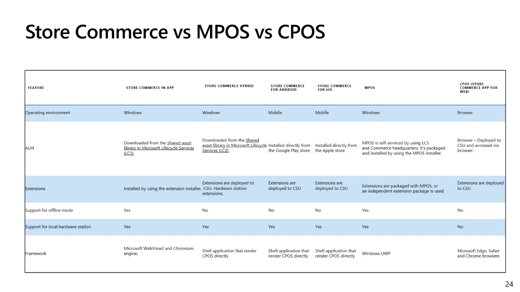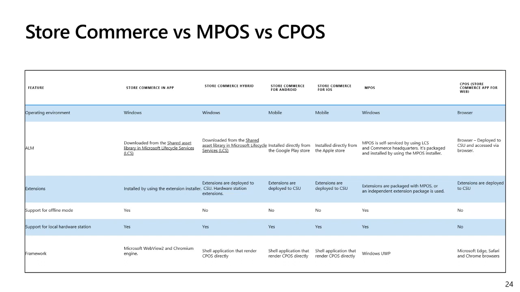In the hybrid mode, the shell application renders the CPOS. The Store Commerce app for Android and iOS also behaves like the hybrid mode, where it pulls the information from the CSU. Then hardware station is used to connect to hardware peripherals. The support for local hardware station is not present in CPOS. It relies on the shared hardware station to talk to the peripherals.